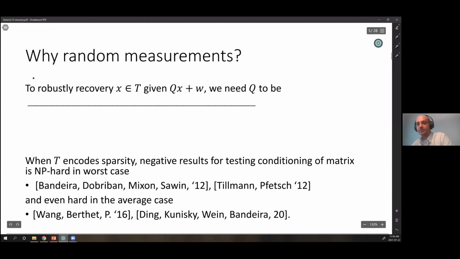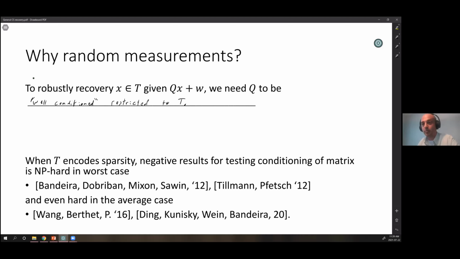All right, so I said the measurement matrix Q should be random. So why should we think about random matrices for this problem? Well, first, forgetting about randomness for a second. You're given Qx plus W, you want to estimate X. What would you need Q to satisfy? Well, it would have to be, quote, well-conditioned, restricted to T. And I'm putting a quote because well-conditioned can be defined in many ways.